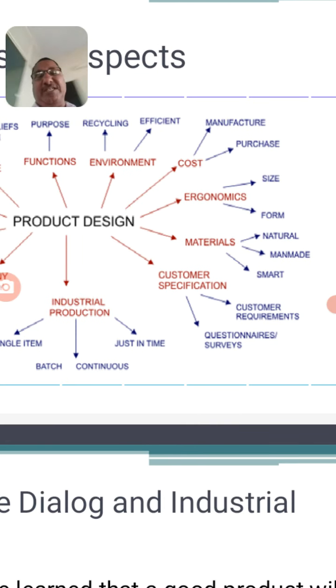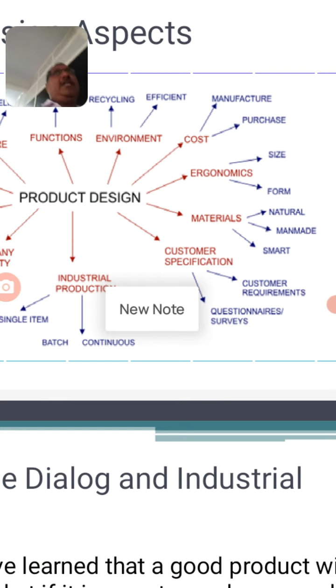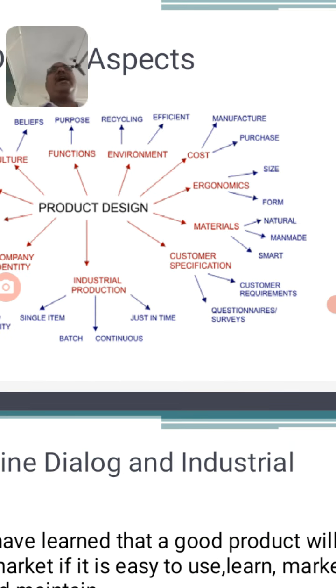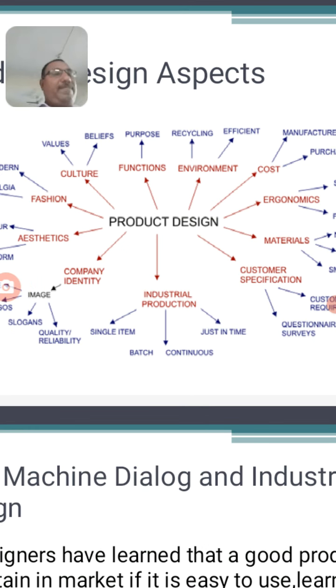Then customer specification is another aspect. Customers' requirements, questionnaires and surveys. What is the demand of the customer, that should be considered. How will we pick up the demands of the customers? We will pick up through the collective requirements of the customers, or through questionnaires and different surveys of the market.